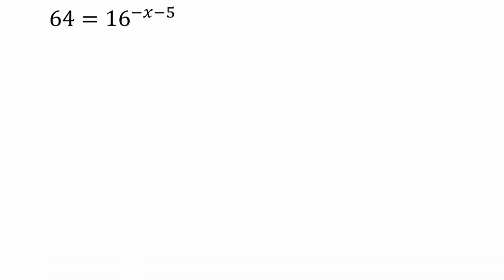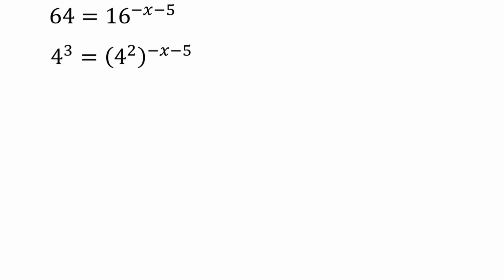Let's try this one. We have 64 is equal to 16 to the negative x minus 5 power. We could solve this by taking the log of both sides to get the variable out of the exponent, but there is another way to solve this. If we can match the bases, that will mean that the exponents must be equal to each other. What I mean is, both 64 and 16 are powers of 4, so we could rewrite this as 4 to the third power is equal to 4 squared to the negative x minus 5 power.